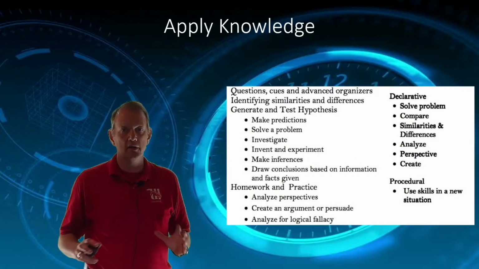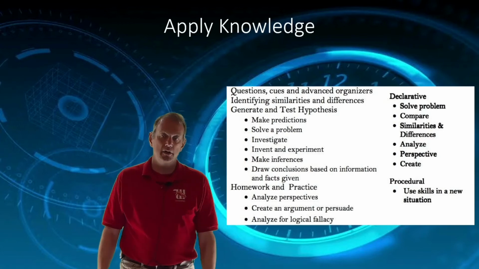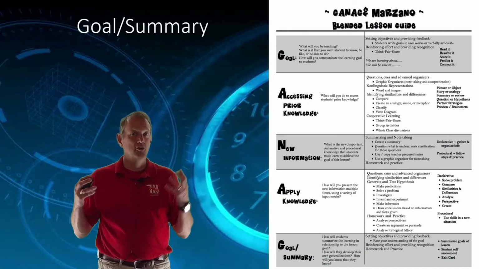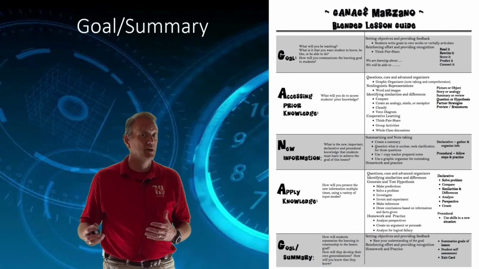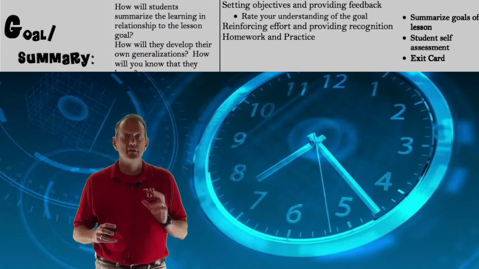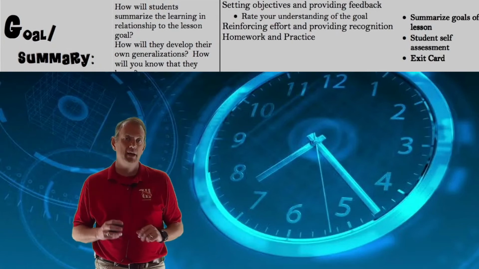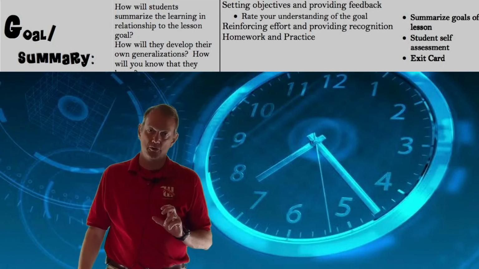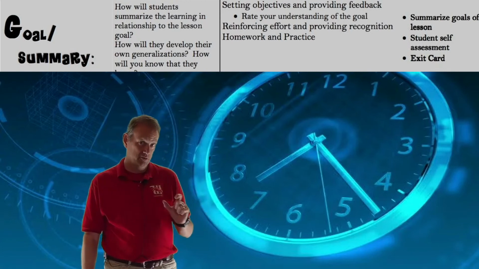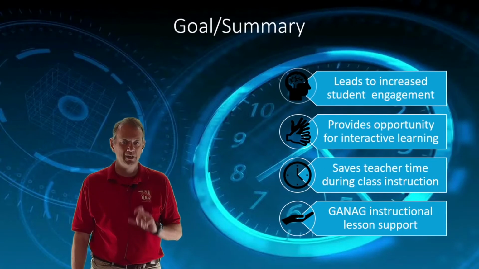So applying knowledge is kind of one of the biggest things that brings a lot of those key strategies together. And then the last one, it's called goal, because GANAG sounds better than using summary. But it's really summarizing that lesson that you just did, bringing it together, providing or getting feedback, self-assessments, exit cards from your students, to make sure that the thing that you taught is the thing that they learned, which is one of the great things about using student self-assessments in your class.